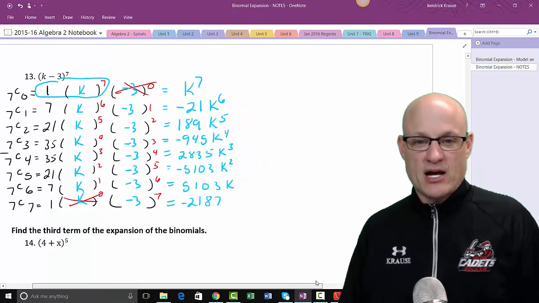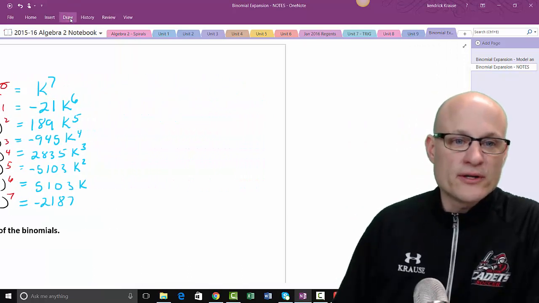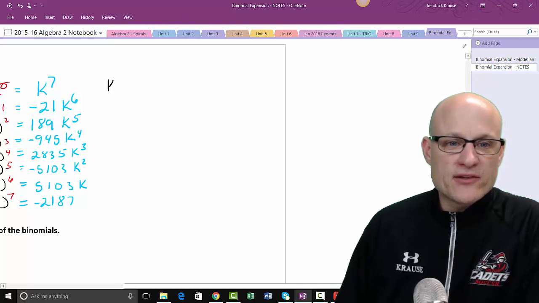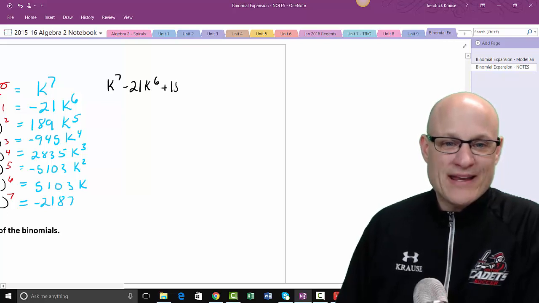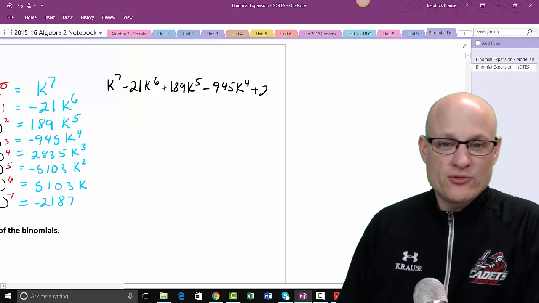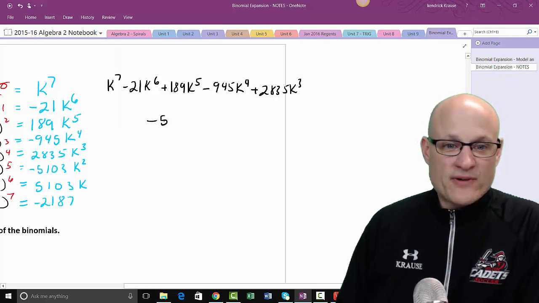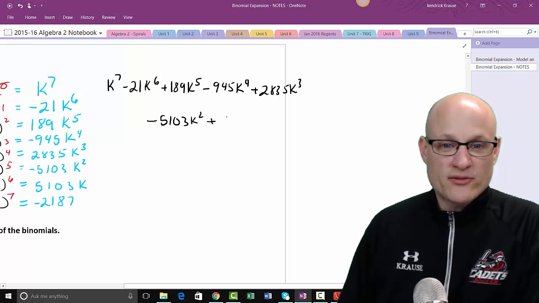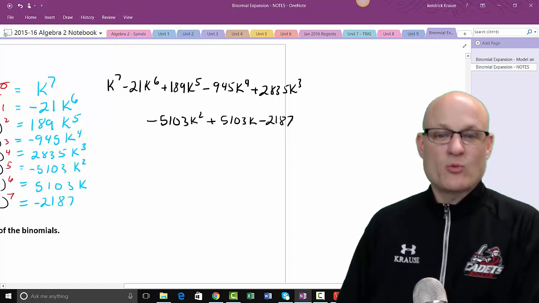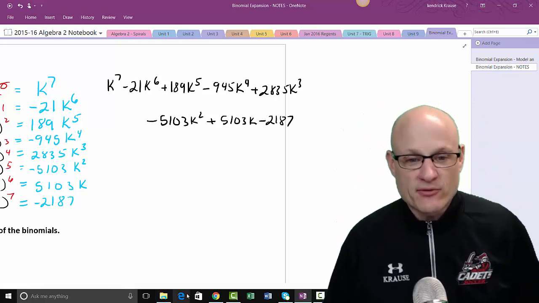So writing this baby out in all of its glory, it's k to the seventh minus 21k to the sixth plus 189k to the fifth minus 945k to the fourth plus 2835k cubed minus 5103k squared plus 5103k minus 2187. Wow. That's a seventh degree polynomial.